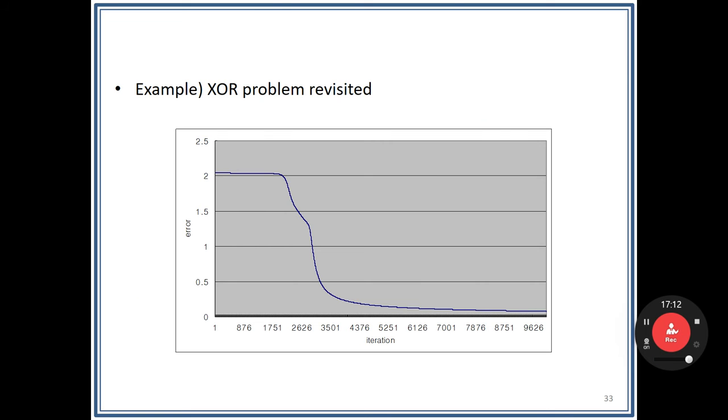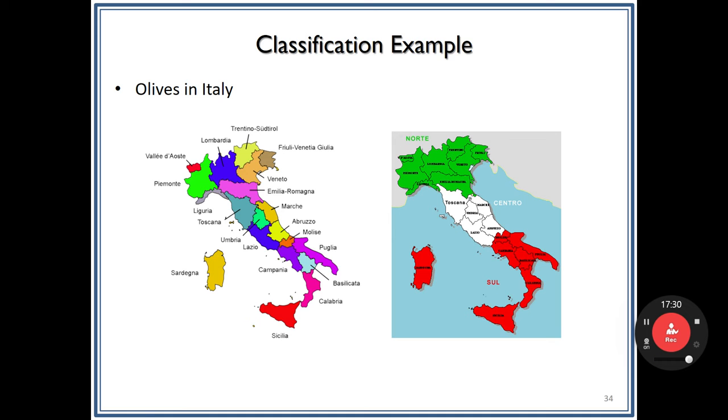Okay, then this graph shows that as the iterations go forward, the error becomes smaller and close to zero. This slide shows that. And here is an R example.